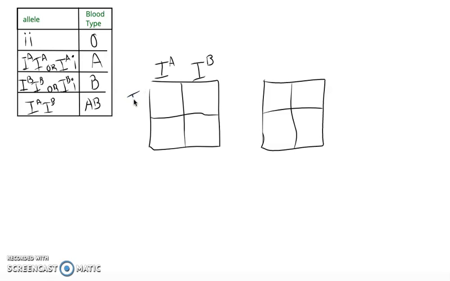Let's say another parent has this same blood type, so it's heterozygous for A and B alleles. This is what their offspring would look like.